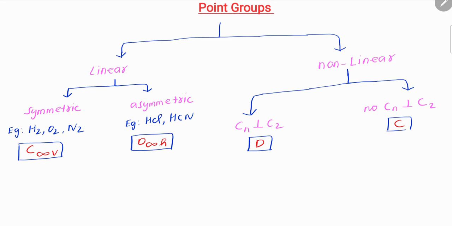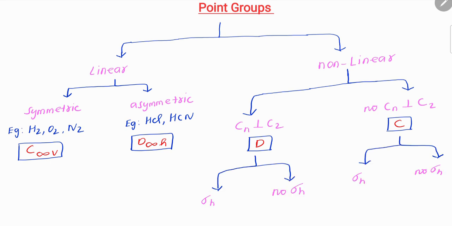And just to identify whether the molecule possesses a subsidiary axis or not, that is Cn which is perpendicular to C2 or not. If any axis perpendicular to C2, then D. If no axis perpendicular to C2, then C. Then further divided into 2.